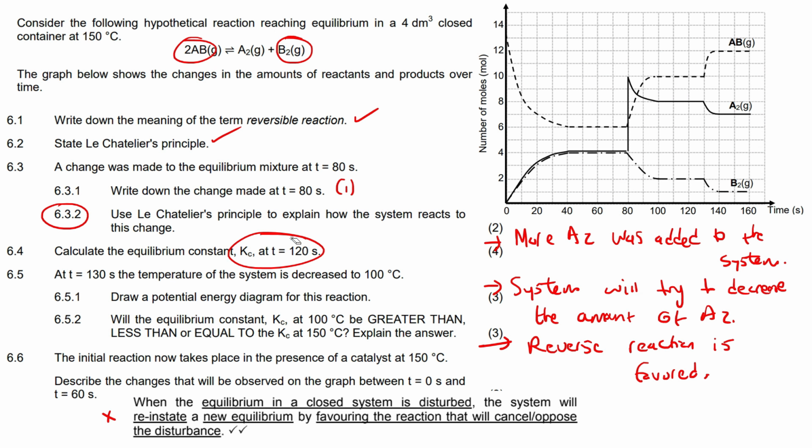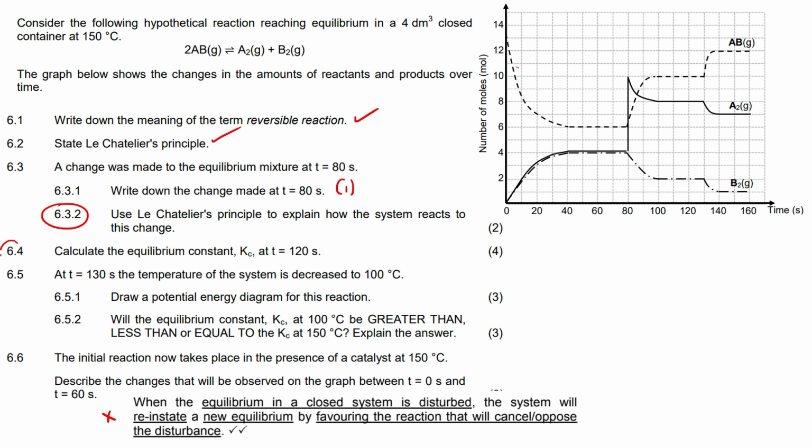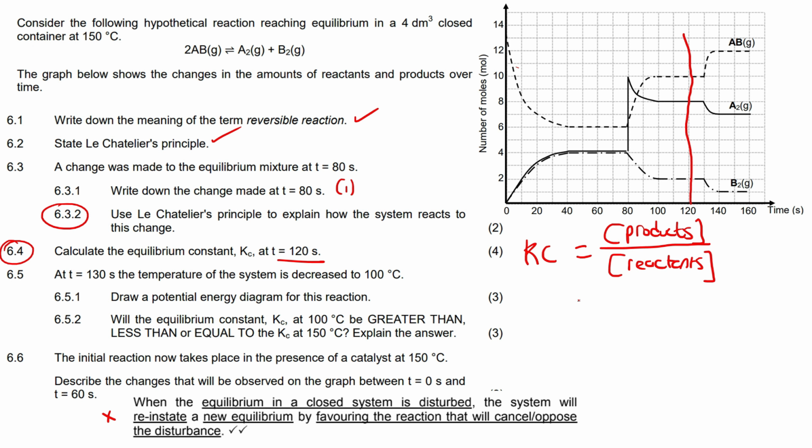This question for 4 marks says, calculate the equilibrium constant at 120 seconds. Okay, 6.4. Calculate the equilibrium constant at 120 seconds. Okay, so that's going to be over here. And so we don't need to use a Kc table because we can read off all the values. We can see the moles at equilibrium and all of that. So we must know, though, that Kc is equal to the concentrations of your products over the concentrations of your reactants. And we have to look at this equation. So we know that these are the products. So the concentration of A2, and then the concentration of B2.